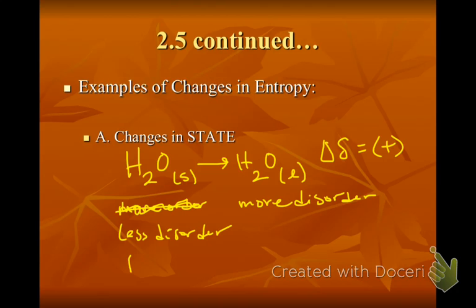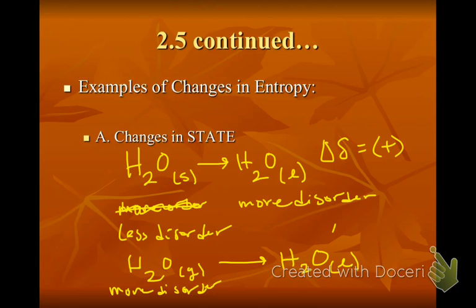Now let's say you were going from steam and it's condensing to a liquid. The gas has more disorder, and gas is the trump card of entropy. Gas is always the most disordered state. So in this case, we're going from a more disordered to a less disordered state, so our delta S would be negative. So you can apply that to changes of state.